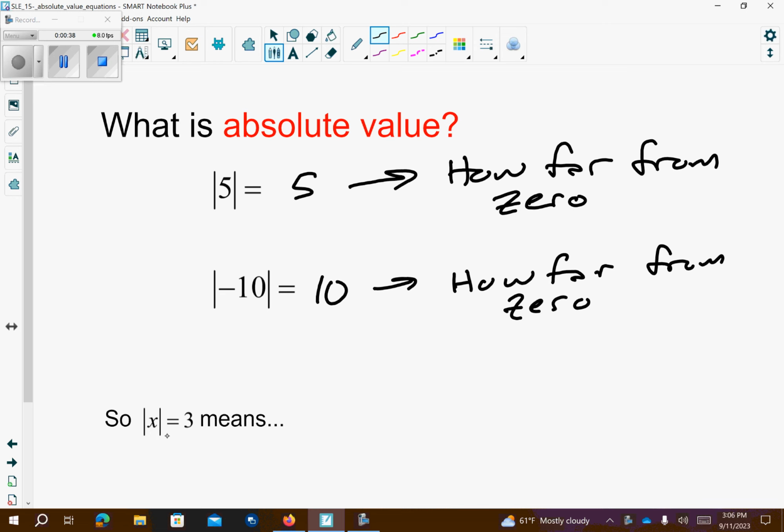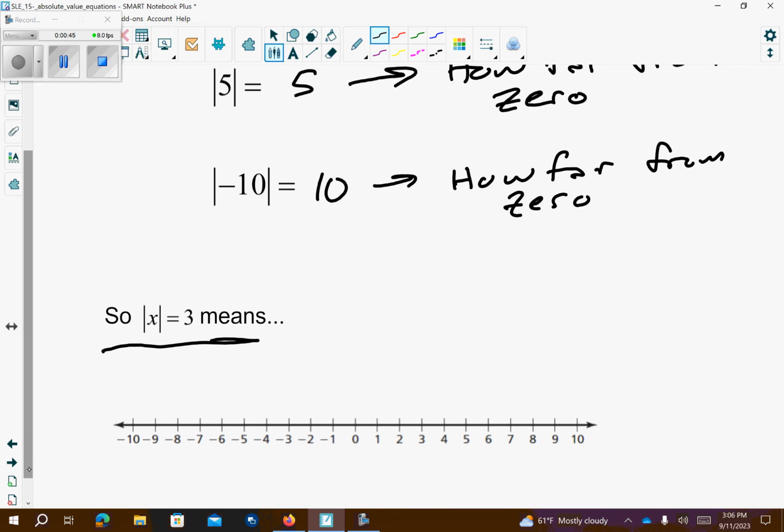Okay. So this means, hey, what numbers could we plug in? And I think we have a number line here. What numbers could we plug in that is 3 away in both directions? So 3 is 3 from 0, but negative 3 is also 3 from 0. Okay, so you're talking about a distance. So if you plug a negative number in or a positive number in, it comes out to be positive.